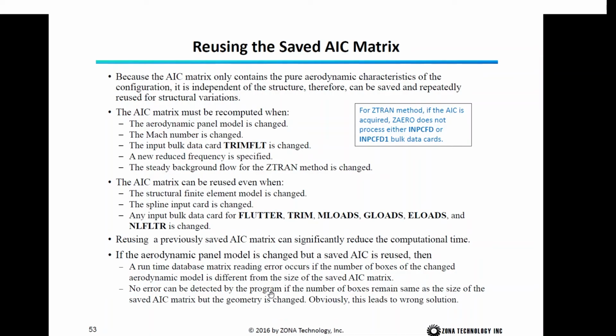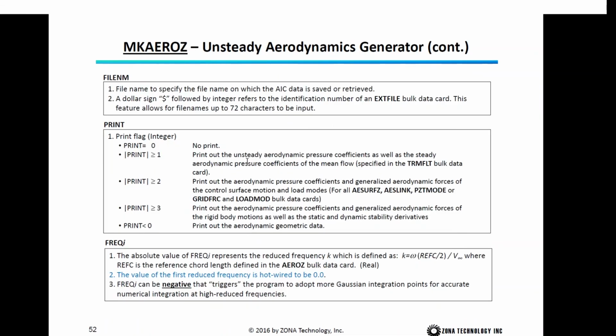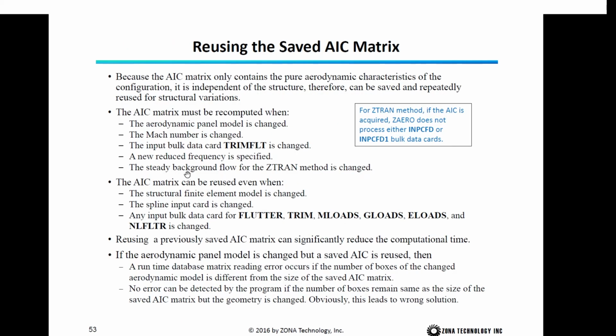Because the AIC matrix only contains the pure aerodynamic characteristics of the configuration, it is independent of the structure, and therefore can be saved and repeatedly used for structural optimization. The AIC matrix must be recomputed when the aerodynamic panel model is changed, the Mach number is changed, the input card TRIMFLT is changed, or a new reduced frequency is specified. Then in this case you can say SAVE equal to ADD. Also when the steady background flow for the Z-chain method is changed.